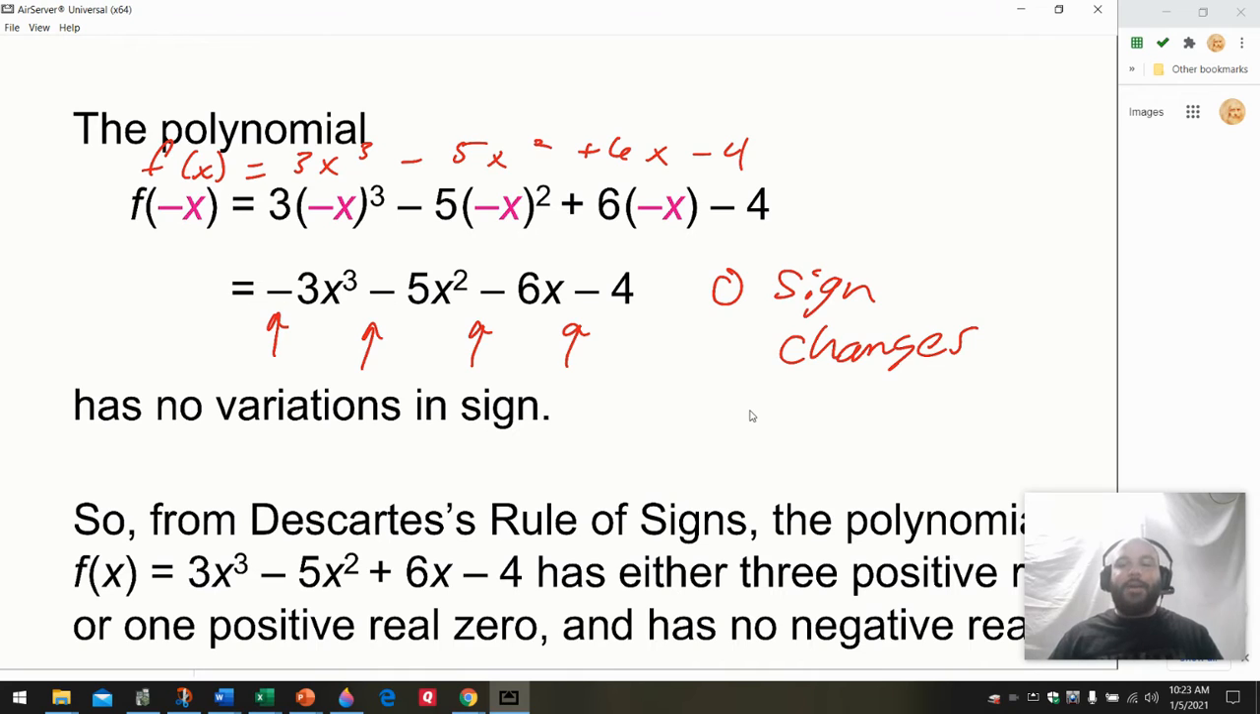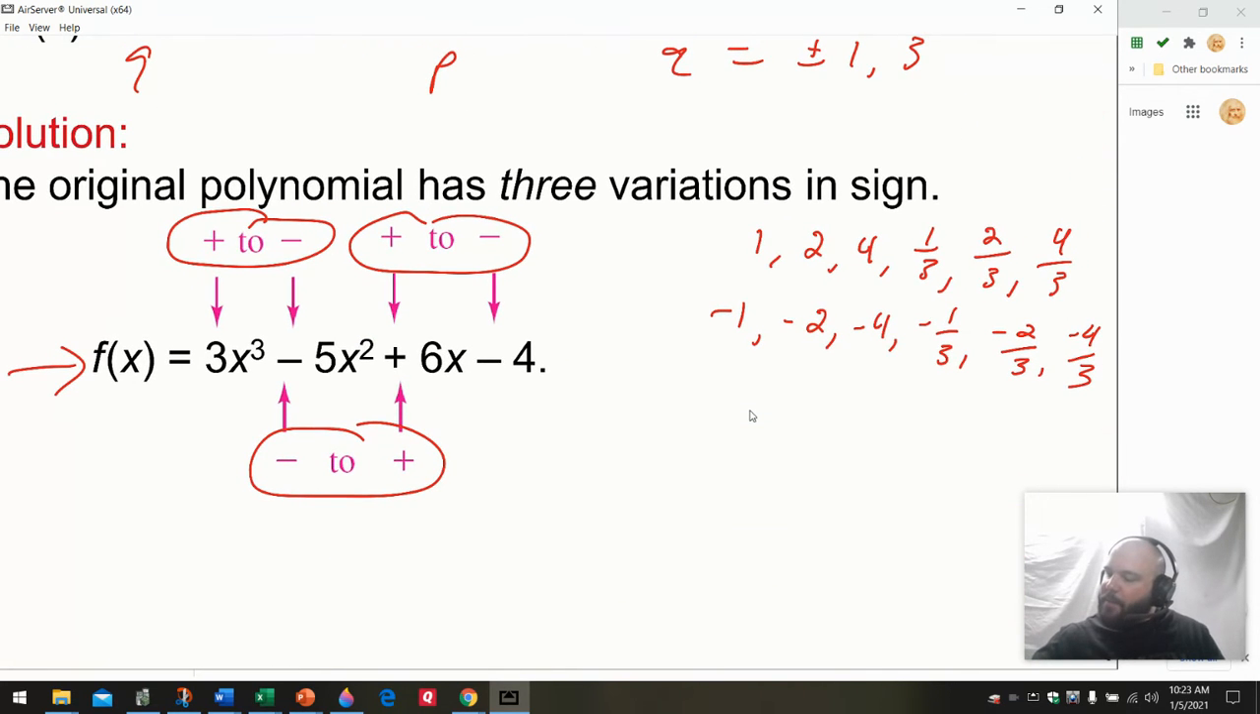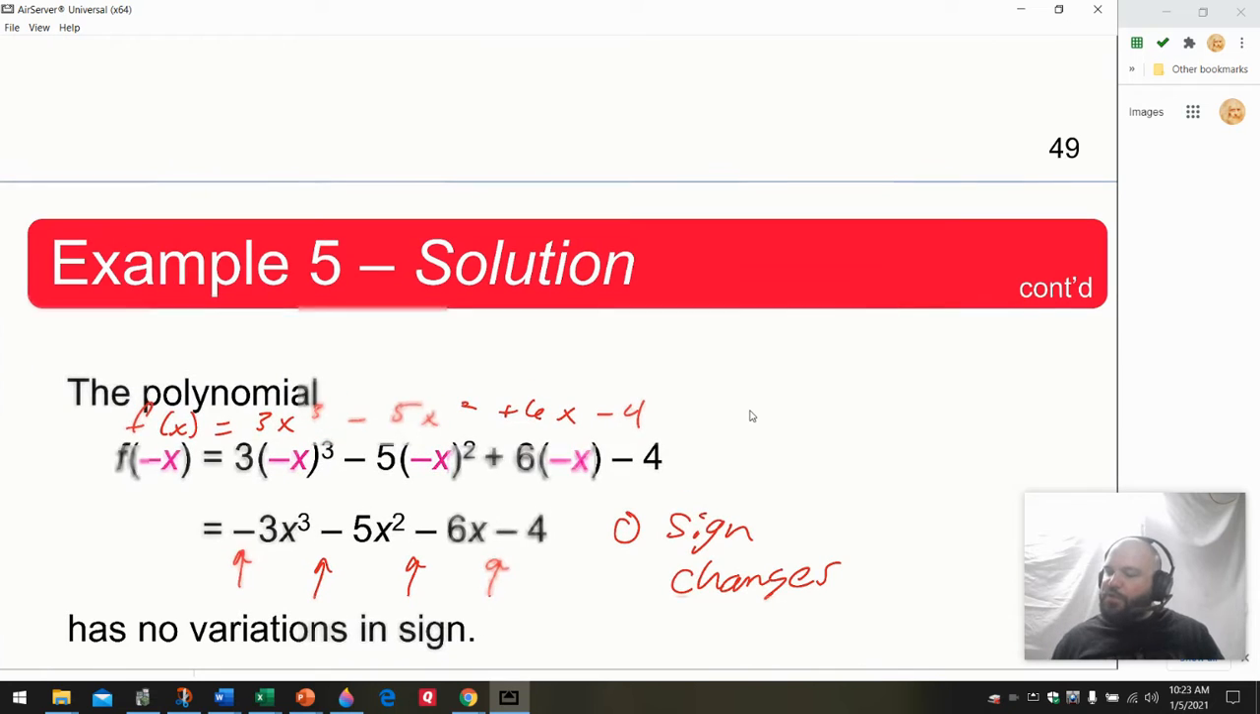Okay, now why does that matter? Well, what that tells us, because there were no sign changes after we substituted negative x in, none of these negative numbers up here, none of these will work. None of them, because there are no sign changes when we tried the Descartes rule of signs.